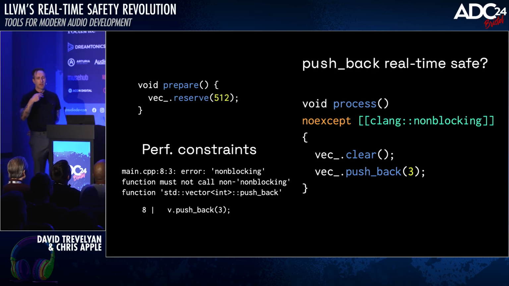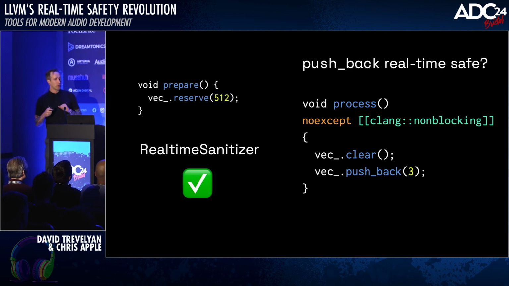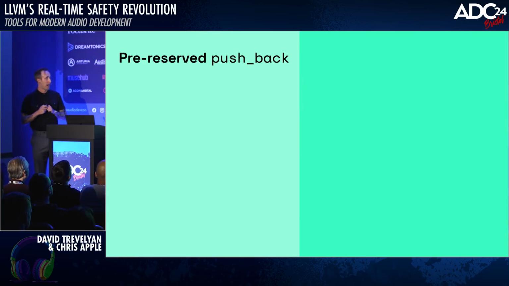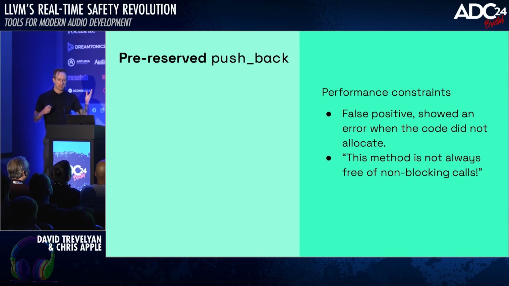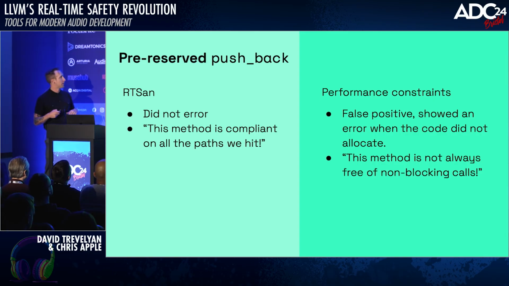And this makes sense, right? We can't even redeclare this as non-blocking because I've inspected the body of pushback. There's an allocation in there. Allocations are not non-blocking compliant. It does no control flow analysis. It can't reason that this code is actually safe in practice. However, RealtimeSanitizer, when you run it on this code, it is happy. There's no allocation hit during any run through this loop, and everything is good to go. So in the case of the pre-reserved pushback, performance constraints had a bit of a false positive. What it says is this method is not always free of non-blocking calls, so I'm going to be inherently skeptical of it. RTSan, on the other hand, correctly did not error, saying this method is compliant on all the paths that we hit.